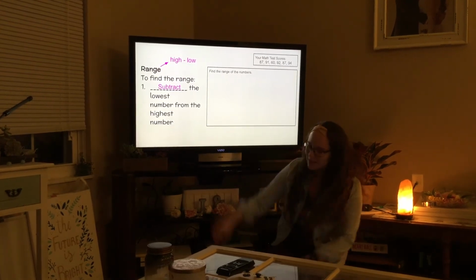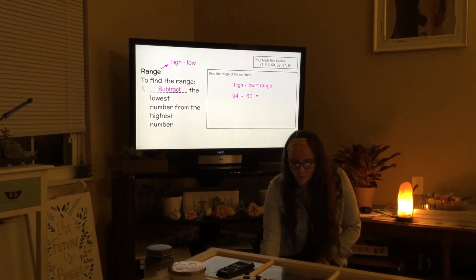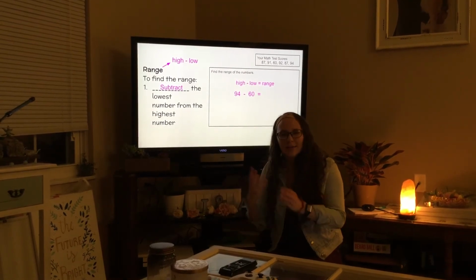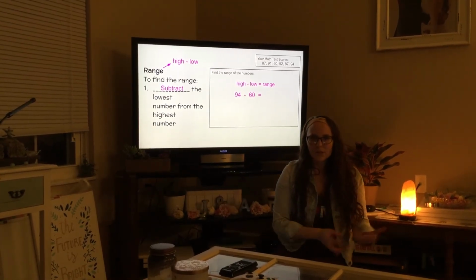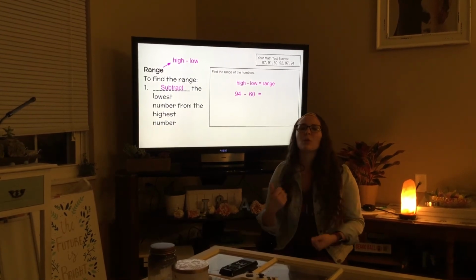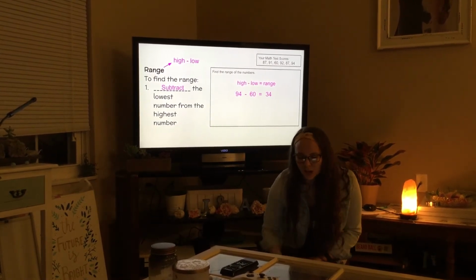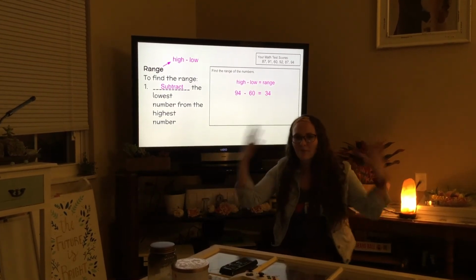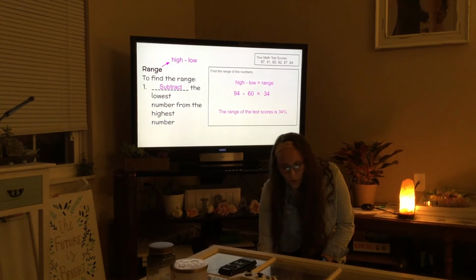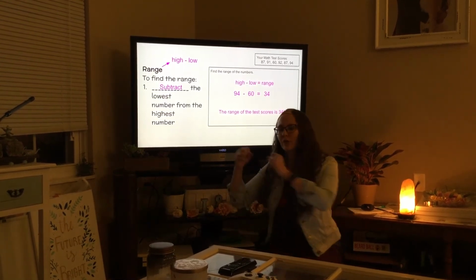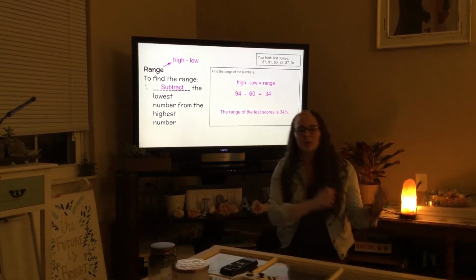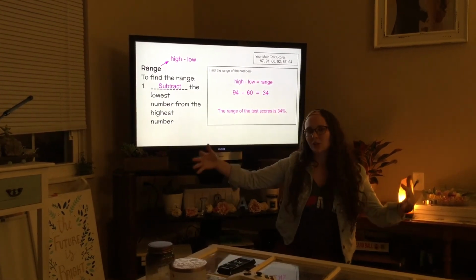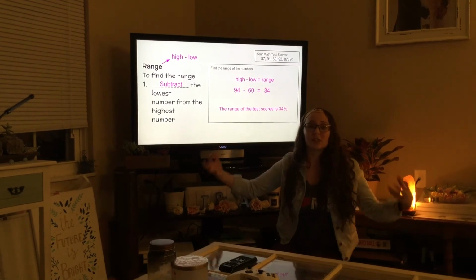So if I'm looking at my data set, I would say that 94 is the highest number and 60 was the lowest number. So to find the range, I would need to do 94 minus 60, which is 34, okay? So I would say the range of my data set is 34%. So from the person that scored the highest to the person that scored the lowest, that range between those two is 34%. And I found that by using subtraction.